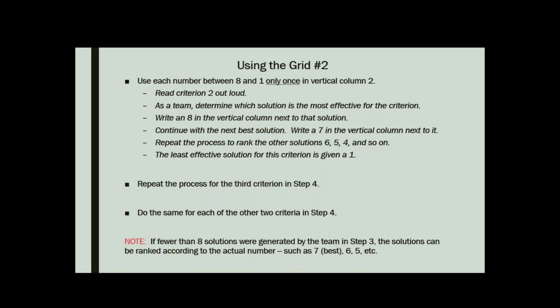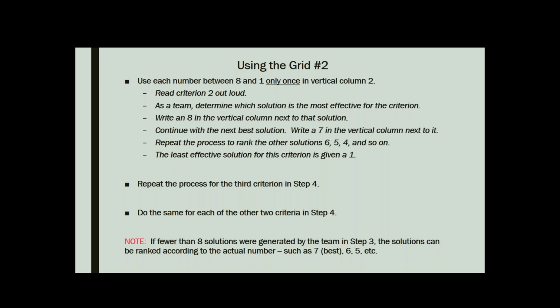After you've done that for your first criterion, you're going to do the same thing with the second criterion. It's going to go in column 2. Read it out loud, have the teams decide which one is the most effective down to the least effective, put the number in the vertical column under 2. You will do the same thing for the third criterion and the fourth and the fifth.